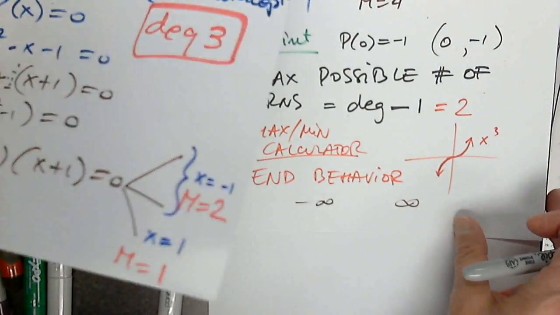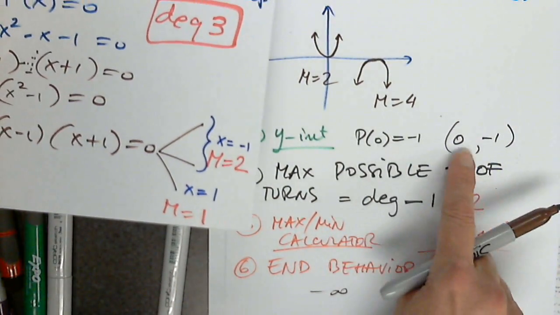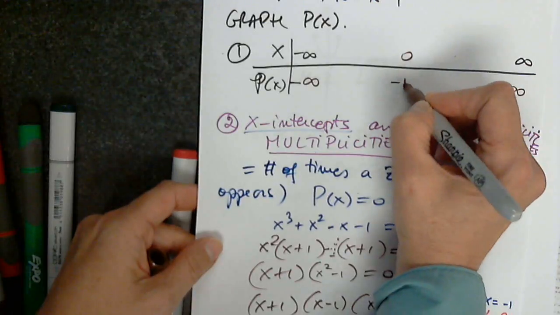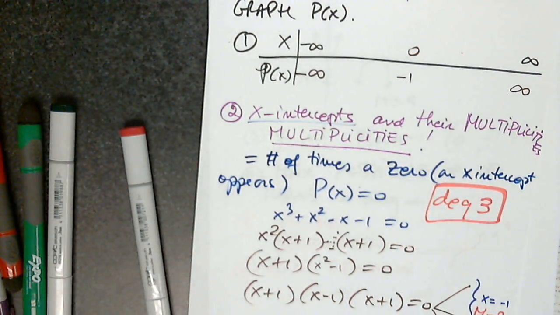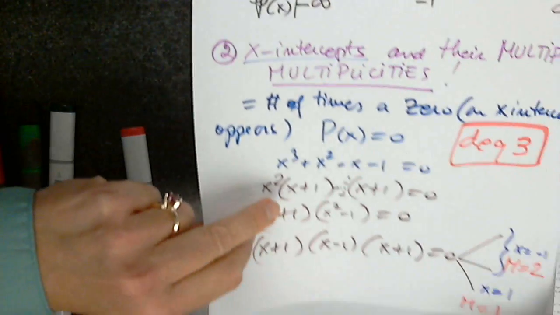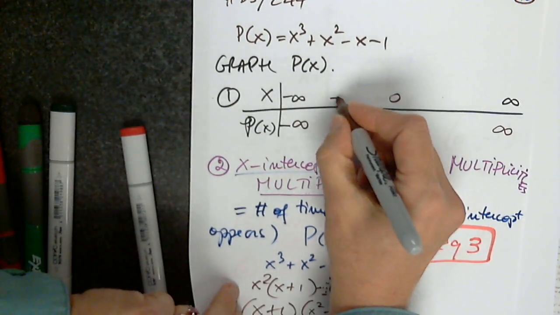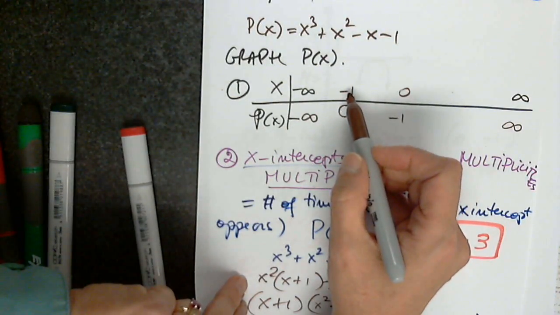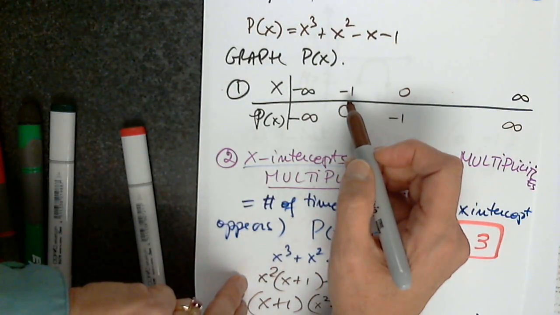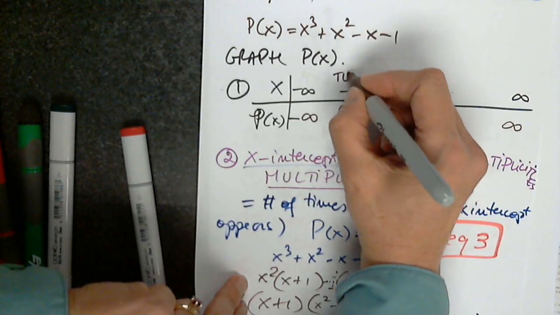You already told me that at 0, y is -1. You already told me the x-intercepts. What are the x-intercepts? So -1 comma 0, right? Negative 1 comma 0, I write myself a note here. Since it's multiplicity 2, what will the function do? Exactly, and we say turn.